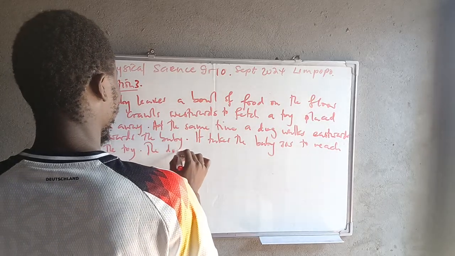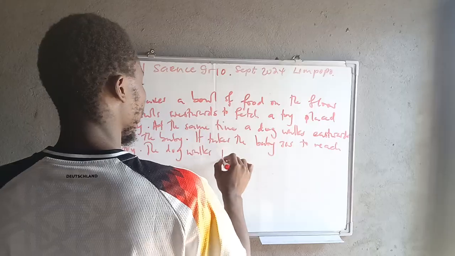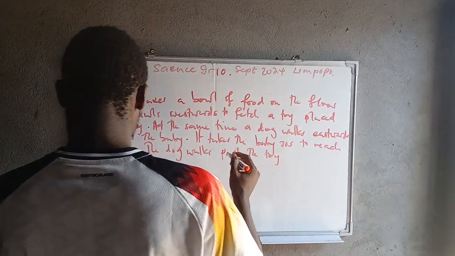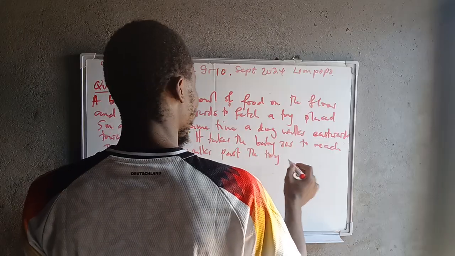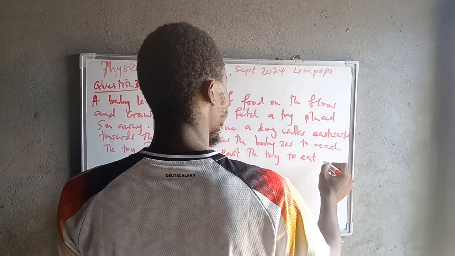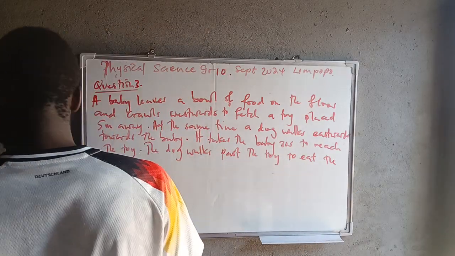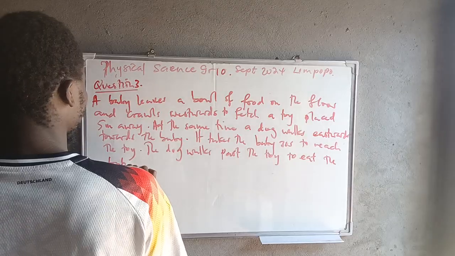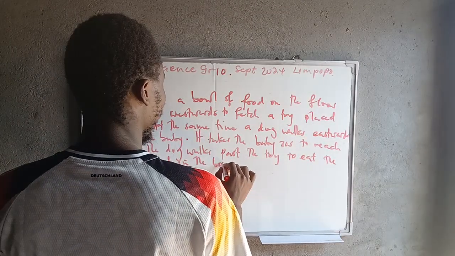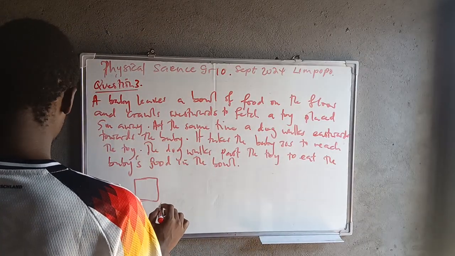The dog walks past the toy to eat the baby's food in the bowl. Right? So let's say this is the dog.